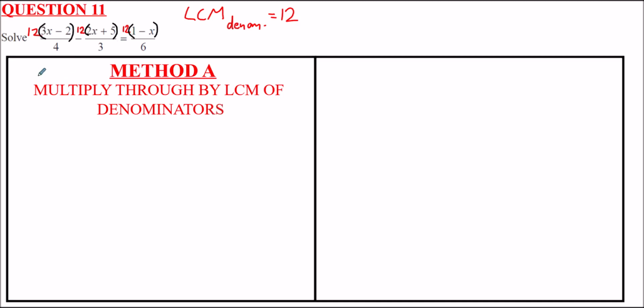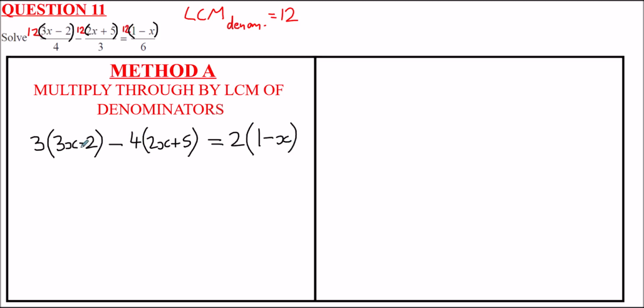So when we do that, 12 on top divided by the 4 on the bottom, 12 divided by 4 will give us 3. So the first fraction becomes 3 lots of 3x minus 2. Then we're minusing, important, minus. Now this 12 on the top, when I divide it by the 3 on the bottom, 12 divided by 3, I can simplify to 4 lots of a bracket. So 4 lots of 2x plus 5. And then here, this 12 lots of 1 minus x divided by 6, 12 divided by 6 just becomes overall 2 lots of that bracket.